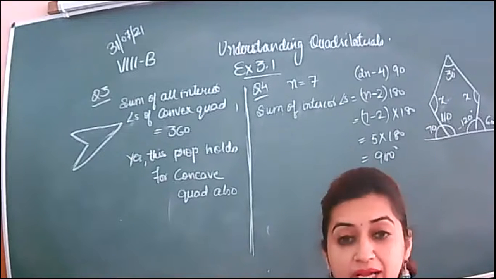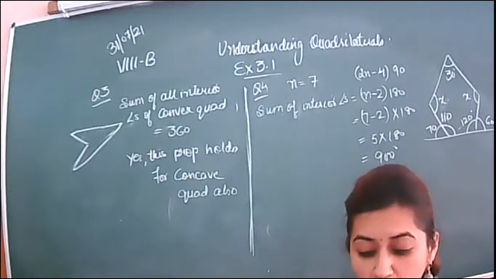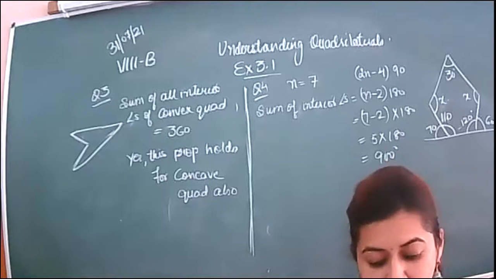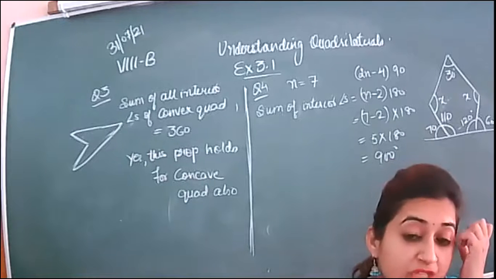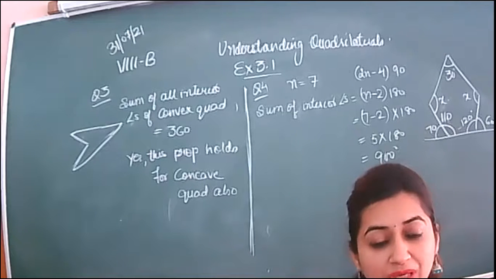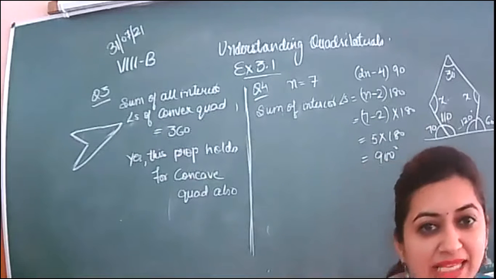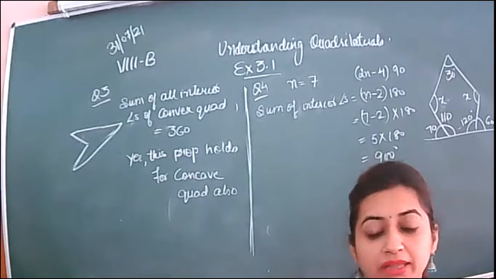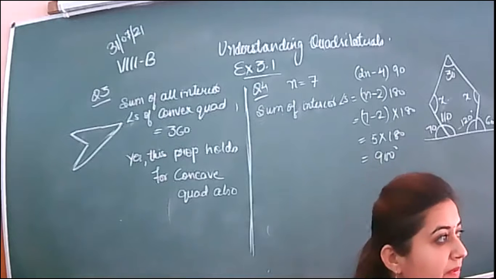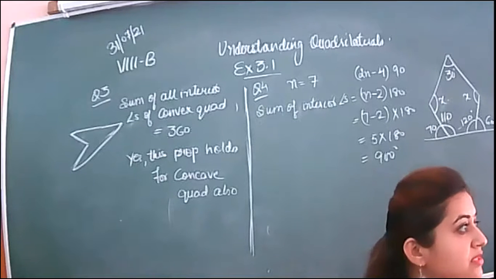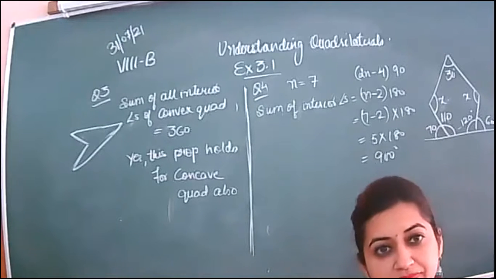Okay. Next figure is your regular pentagon in which all the sides and all the angles are equal. So you will take each angle as X. So sum of all the angles, X 5 times. The value of X will be 72. 72 degrees.